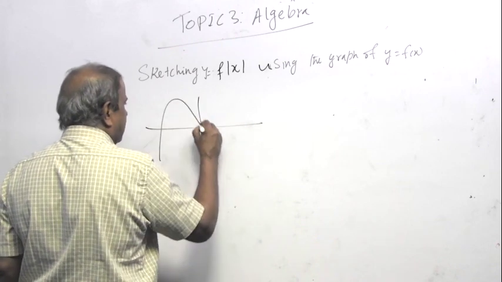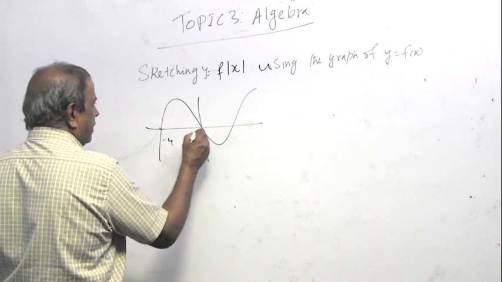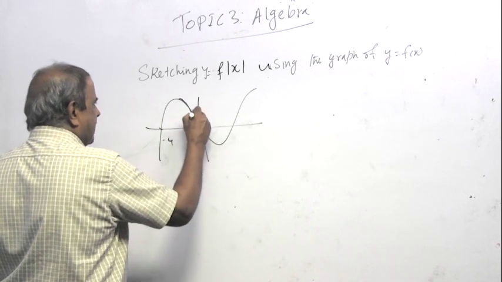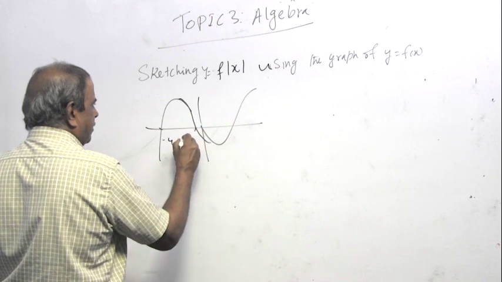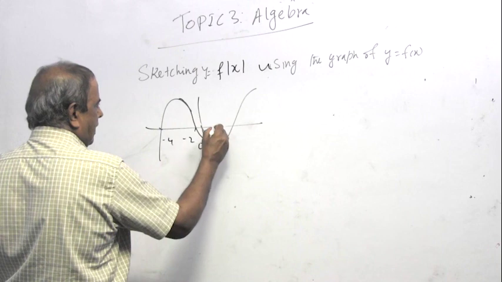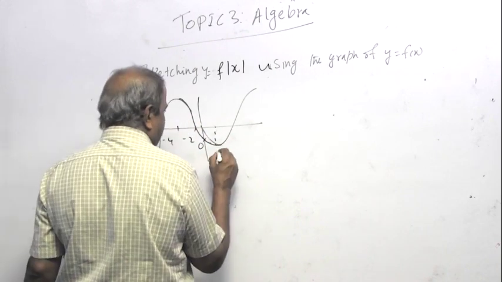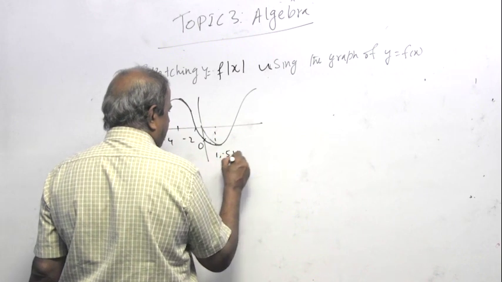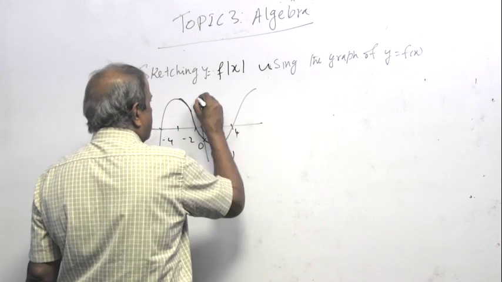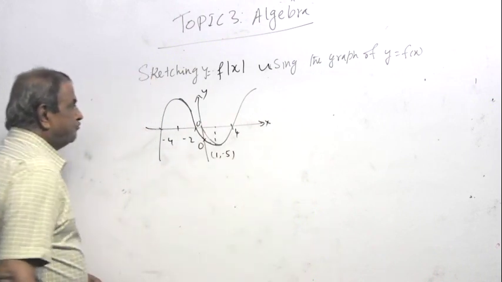Suppose I had a graph like this. Let's say this is minus 4. That is, let me bring it down. This is minus 2. That is 0. And that is, but whatever it is, I'm not bothered about this. This is 1, minus 5. And then that is 4. I'm just taking a trivial example just to show you.